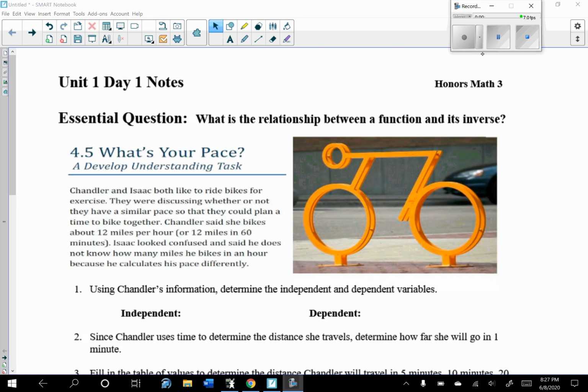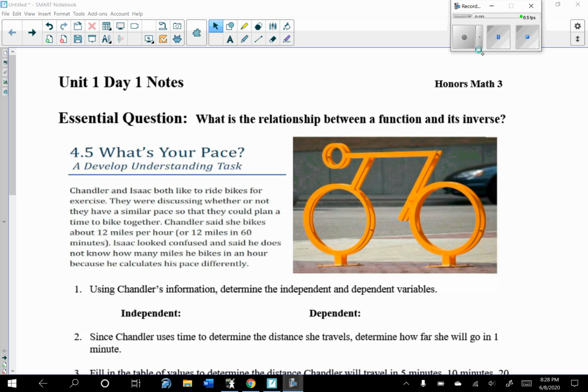Okay, Unit 1 is all about inverses. So today we're going to talk about the relationship between a function and its inverse. I challenge you to do this note section on your own, and then you can use the answer key to check. And if you miss something, then come back to the video notes and watch it if you need to. But you should be able to do most of this on your own.